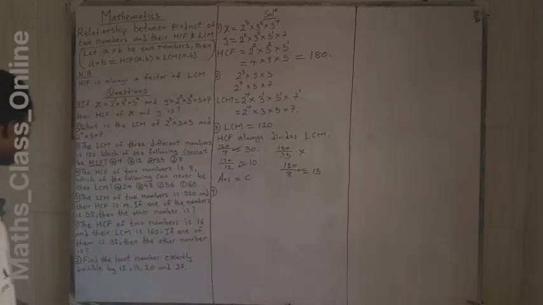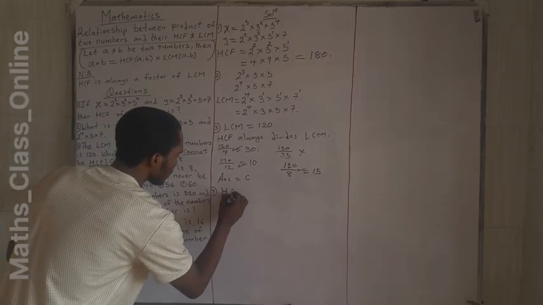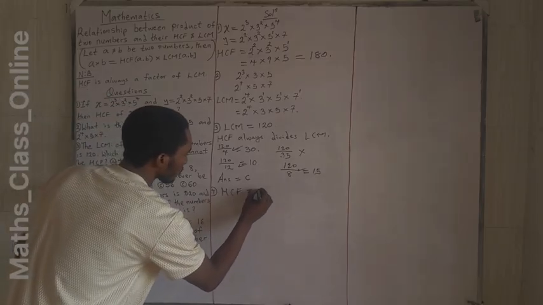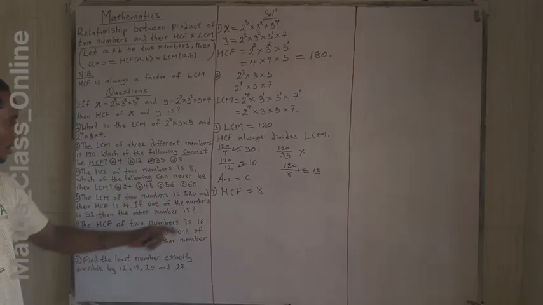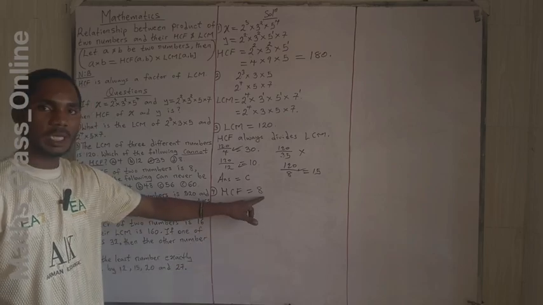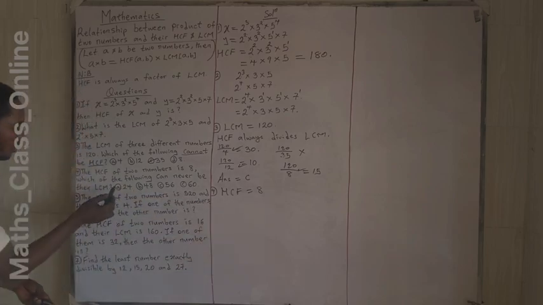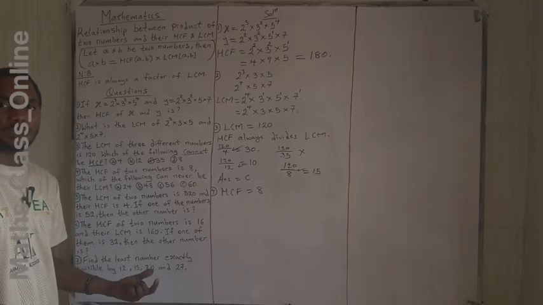Question 4. The HCF of 2 numbers is 8. Which of the following can never be their LCM? We are only given the HCF of 2 numbers to be 8, and which of these following numbers can never be the least common multiple of the 2 numbers?